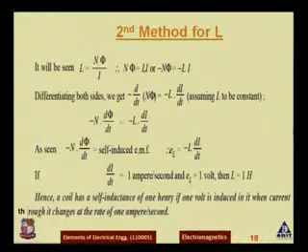Hence a coil has a self inductance of 1 Henry if 1 volt is induced in it when the current through it changes at the rate of 1 ampere per second. So these are the two methods by which we can find out the coefficient of inductance.